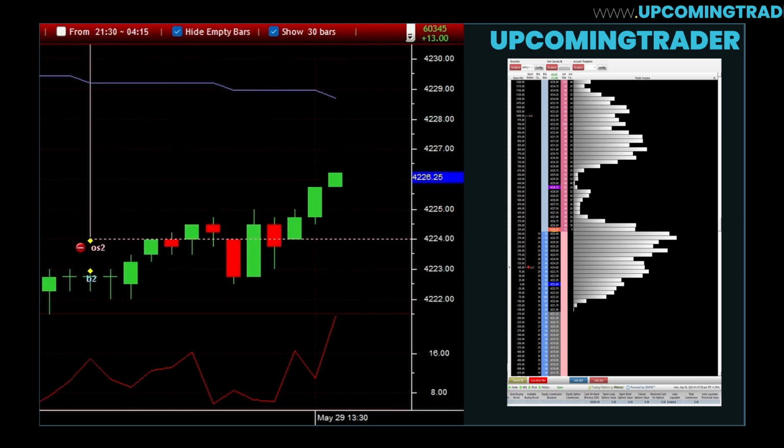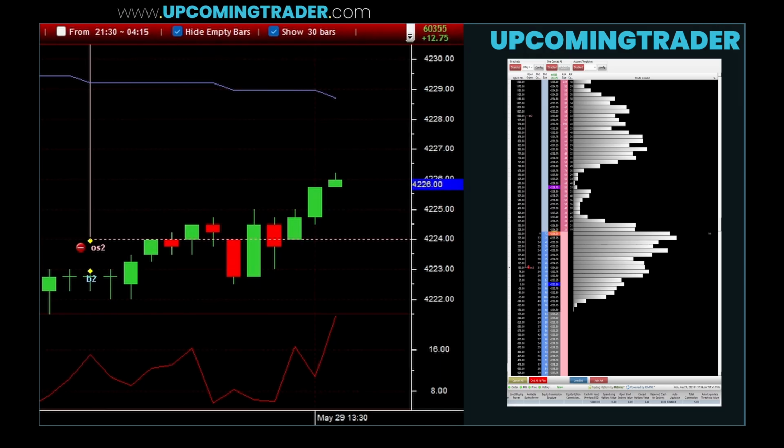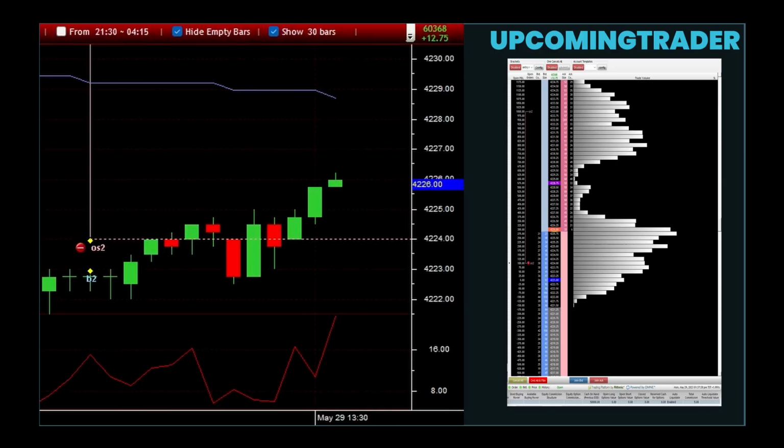Flags and pennants are continuation patterns that indicate the trend is likely to continue after a brief consolidation period. If you see a bullish flag pattern while the short-term exponential moving average is still above the long-term average, it can signal a good opportunity to add to your position.